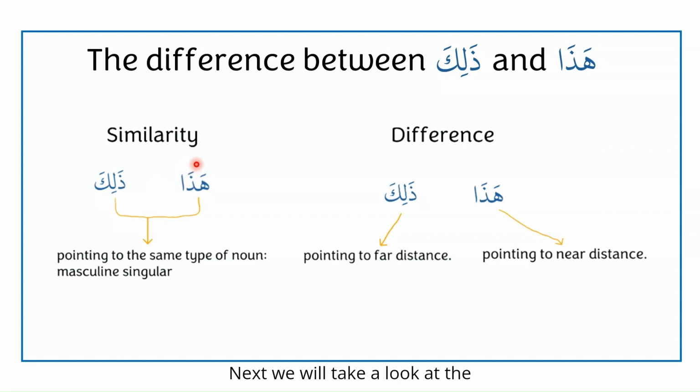Next, we will take a look at the difference between dhalika and hadha. As we have already known that hadha and dhalika are ism isharah, which are pointing to the same type of nouns. Both are pointing to a masculine singular noun, but they both have the different usage in terms of Arabic grammar. Hadha is pointing to near distance, whereas dhalika is pointing to far distance.